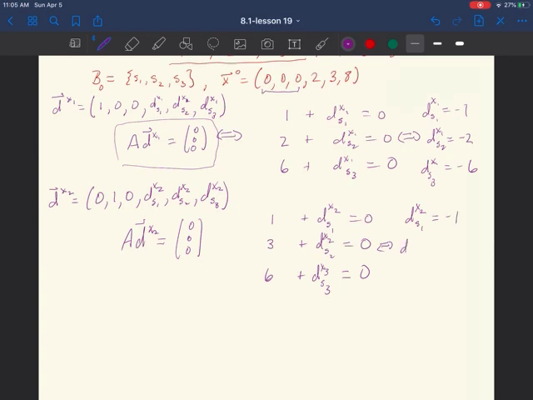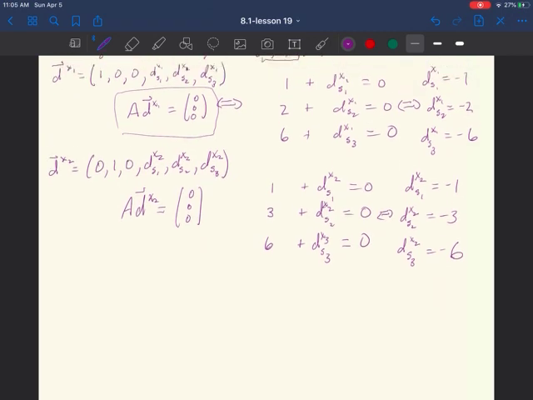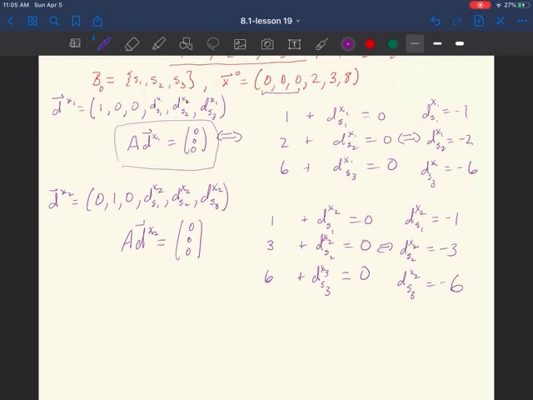And here I can solve this. And we have dx2 s1 equaling -1 again. So that fourth component is the same, but the fifth component is different. dx2 s2 equals -3. And dx2 s3 equals -6.